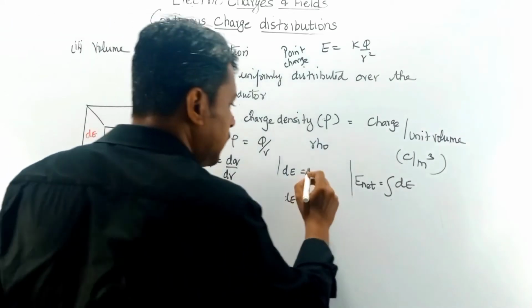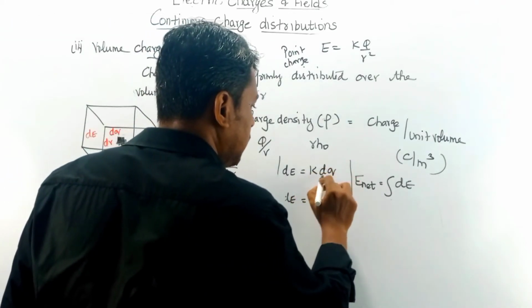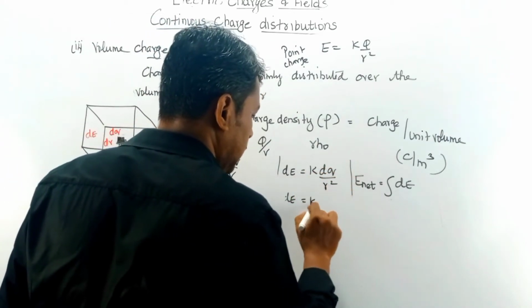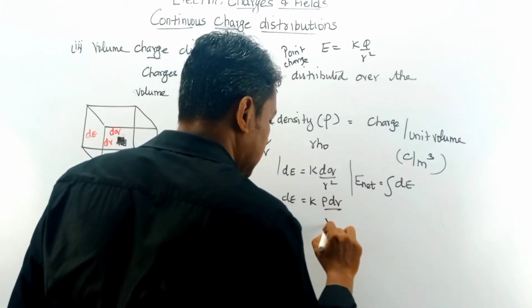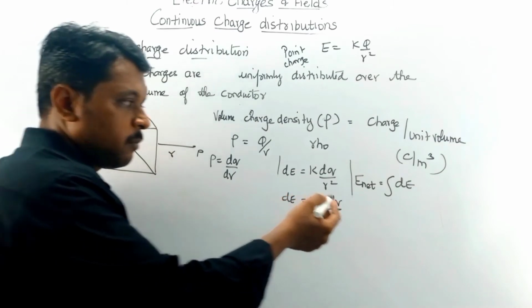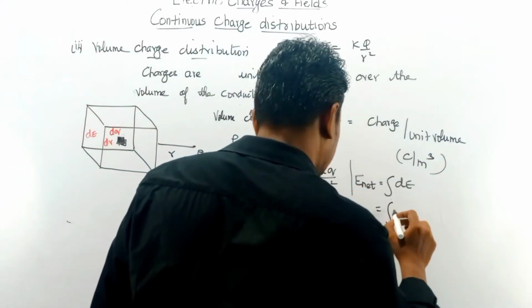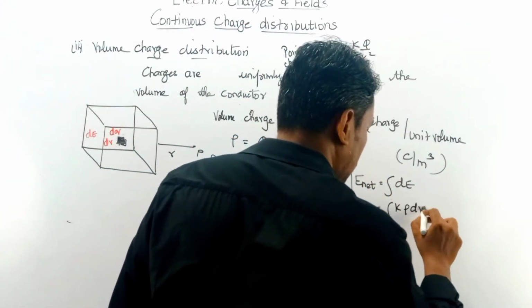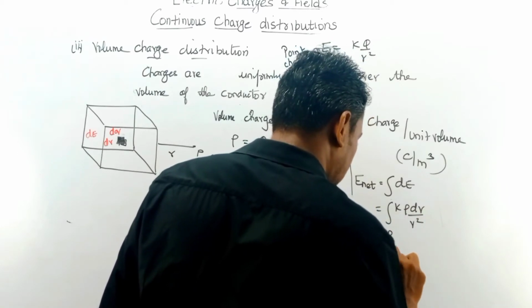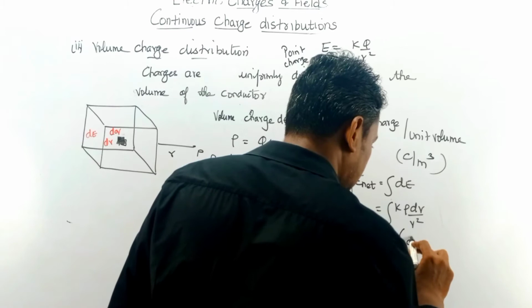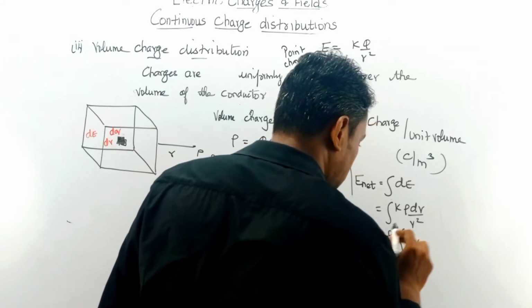So what is dE? It is k dq by r square. Here I am replacing dq, so dE is k rho dV by r square. The net electric field is obtained by integrating k rho dV by r square, which is k rho by r square times the integration of dV from 0 to V.